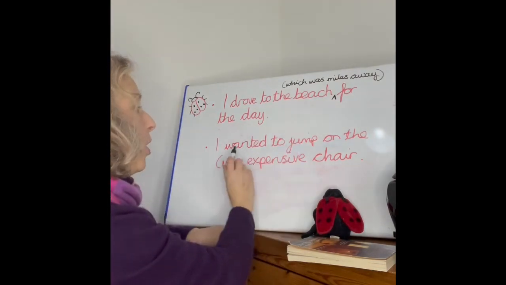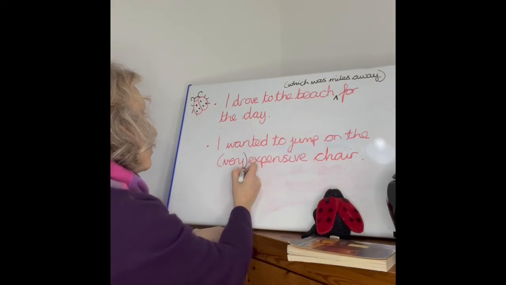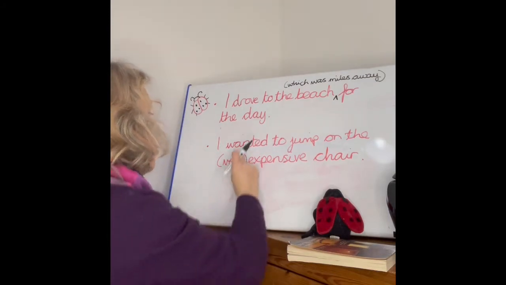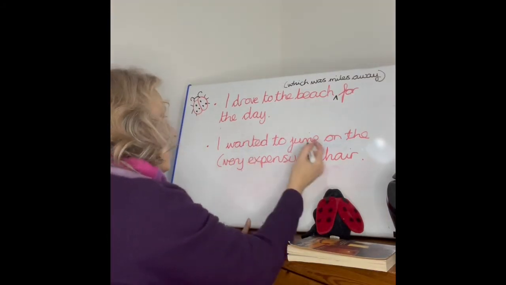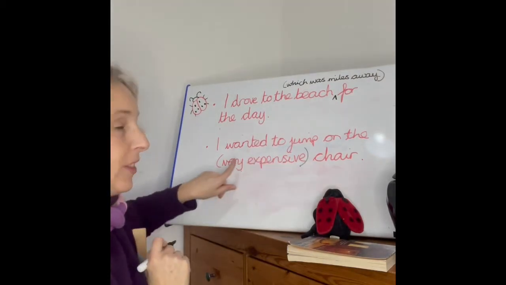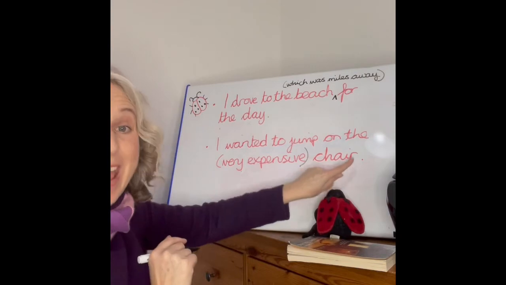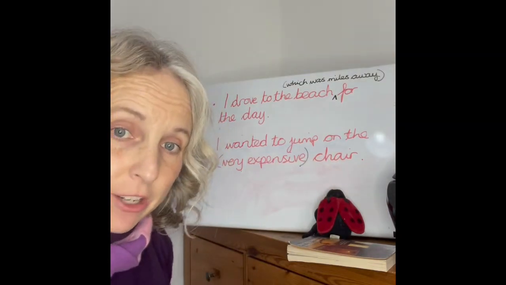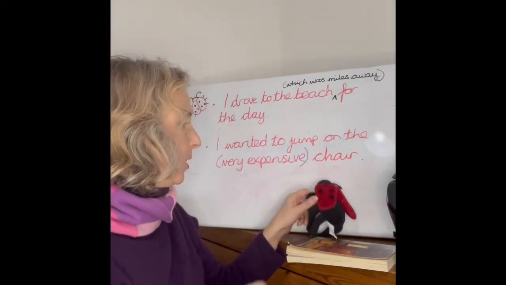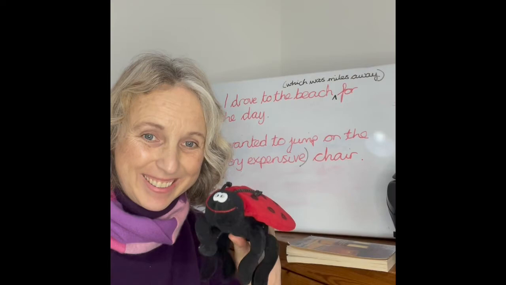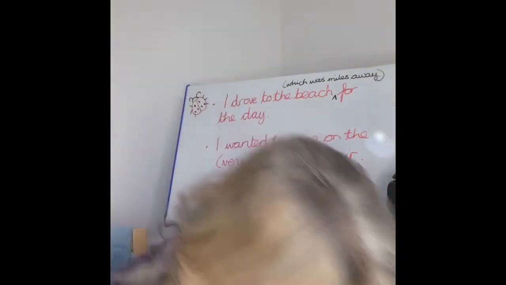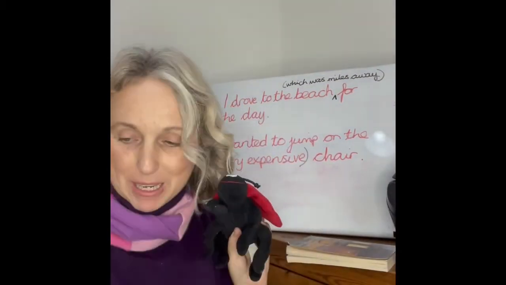I wanted to jump on the, you could have either put the bracket around the word very, because that's the extra little bit of information, or the bracket around the very expensive. I wanted to jump on the very expensive chair. Okay, that's the extra bit of information. Does that make sense? It's the little extra bit. Betty, what do you reckon? Have you done better? You get there? I think she liked it. Just dropped my pen and picked it up now.